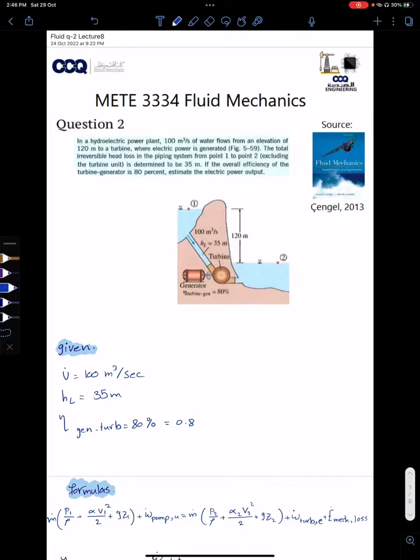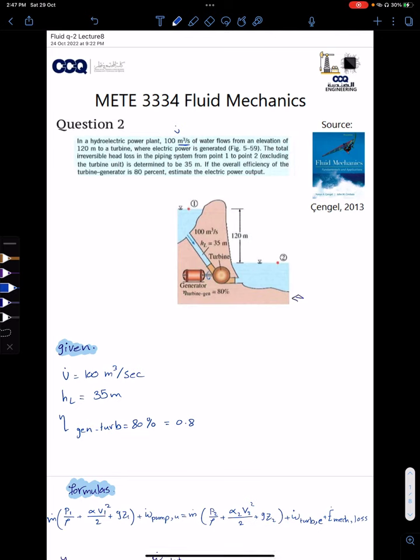Hello everyone, today I will be solving question 2 in lecture 8. So the question says, in a hydroelectric power plant, 100 meter cube per second, which is V dot, of water flows from an elevation of 120 meters to a turbine, where electric power is generated in this figure.